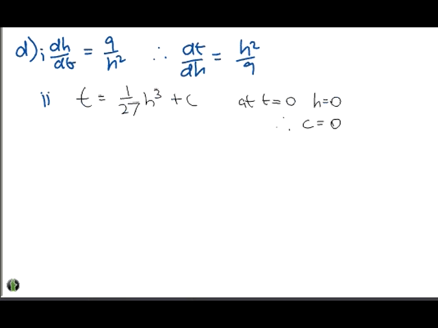So we can safely say that t equals 1 on 27 h cubed. We're not finished though. They want h in terms of t. So we move back and we say great, h cubed is 27t, and thus h equals 3 times t to the power of a third, or 3 times the cube root of t. And that's it. Nice.